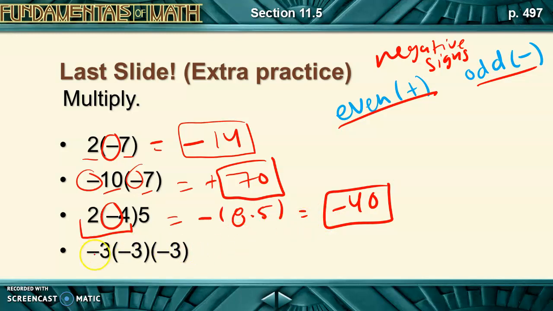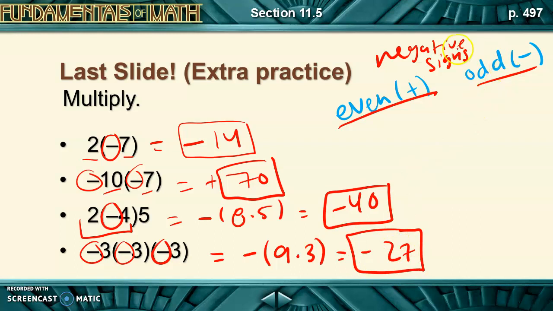Last one for us to do. We have 1, 2, 3 negative signs. That's an odd amount. So the whole thing is negative. And then we have 3 times 3 is 9. Times another 3 is going to be negative 27.